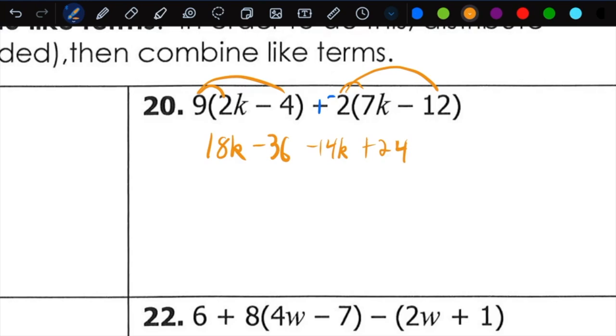So once again, I would encourage you to change this every single time you're distributing like that and there's a minus sign, that will help you have a higher chance of getting these correct. Now as I combine like terms, the k's give me 4k, and the constants give me negative 12.